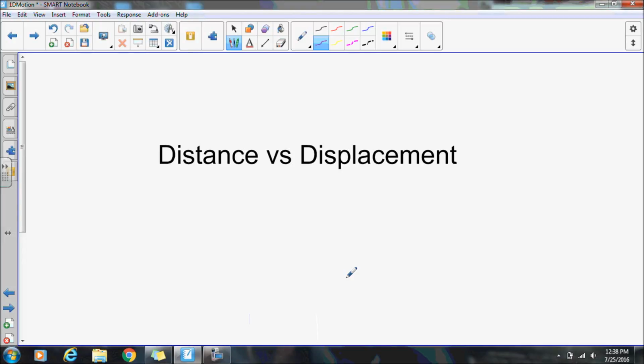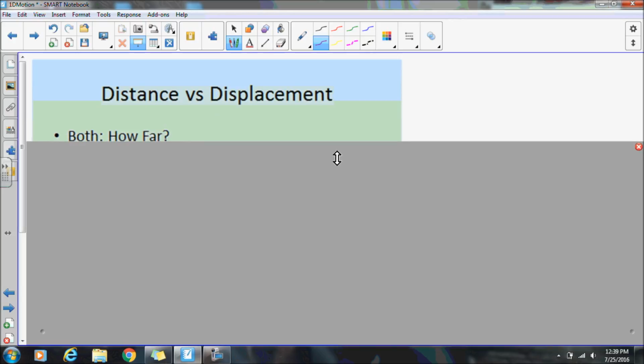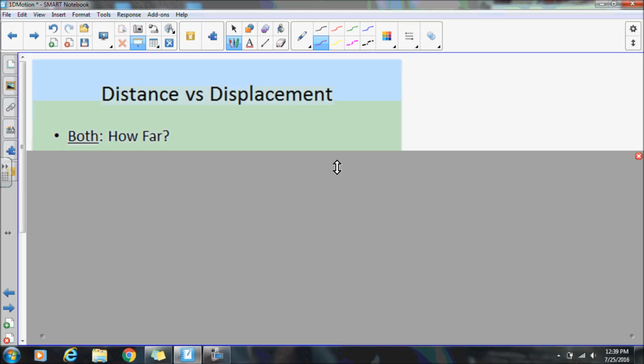So now we're going to discuss the difference between distance and displacement. So this is also in 1D motion. So first, for distance and displacement, what do they both have in common? Well, the first thing they both have in common is answering the question, how far? It's just the way that it does it. But both of them deal with how far.